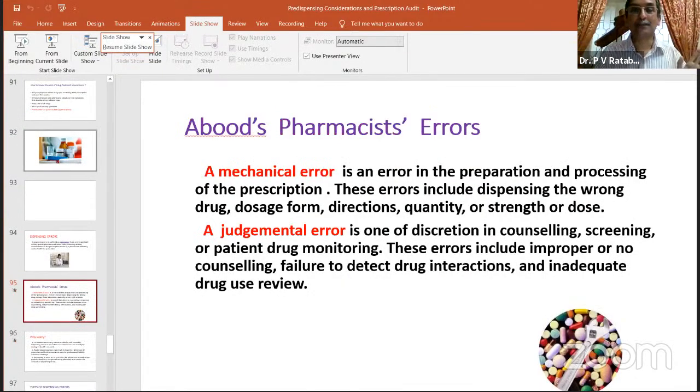So there are 2 types of errors: mechanical error, which includes dispensing the wrong drug, dosage form, directions, quantity or strength, or a judgmental error, which includes improper or no counseling. Please understand, counseling is a part of dispensing. Abbott's pharmacist errors says counseling is a part of dispensing. If you do not do counseling, or if it is improper counseling, it becomes a judgmental error. Failure to detect drug interactions becomes a judgmental error. So you have to be well versed with drug interactions, with prescription errors before dispensing a drug. Otherwise, you are committing a judgmental error.